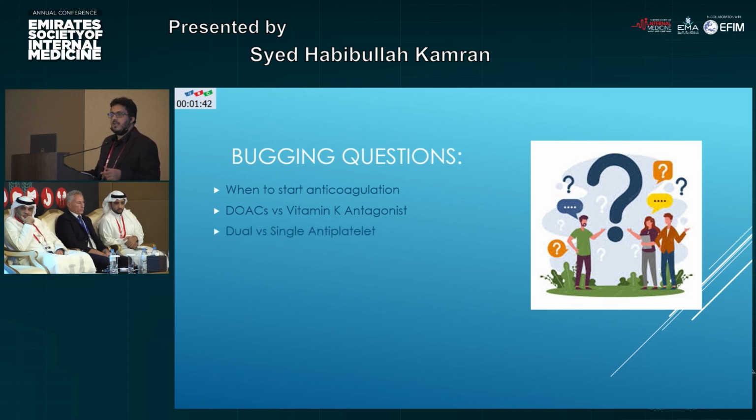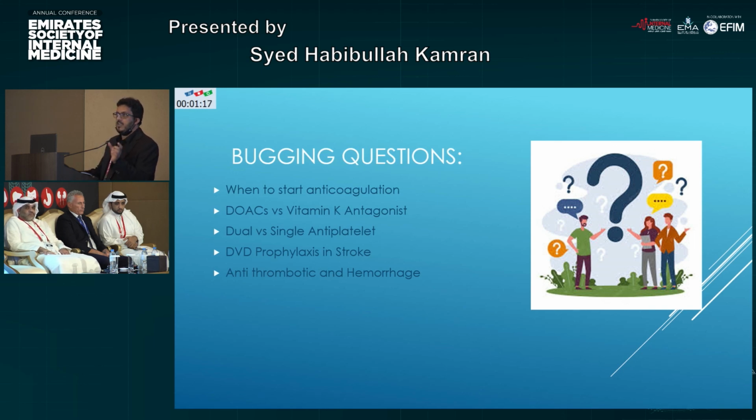Dual versus single antiplatelet: we give single antiplatelet, but for TIA and minor stroke, dual antiplatelets are preferable according to the CHANCE trial. DVT prophylaxis in stroke: yes, you can give enoxaparin 40 milligram. Then antithrombotics and hemorrhage. Suppose the patient is on aspirin and has hemorrhagic transformation. You repeat the CT. If there is no worsening of the hemorrhage, you can give it if indicated. But if the patient is on anticoagulation and there is a hemorrhage, you need to stop and wait. Once the hemorrhage subsides, then you resume the anticoagulation.